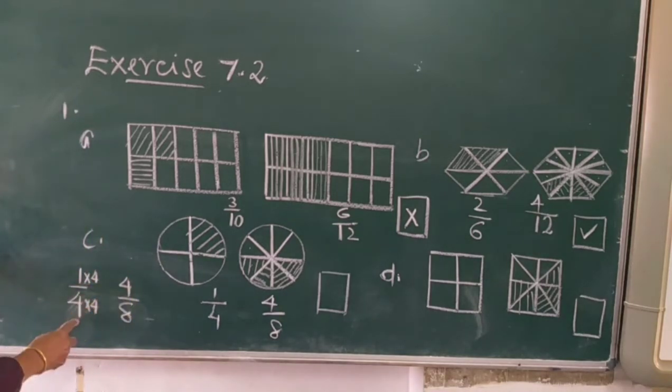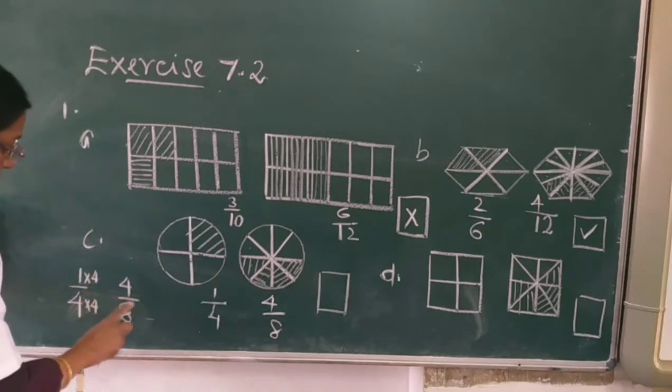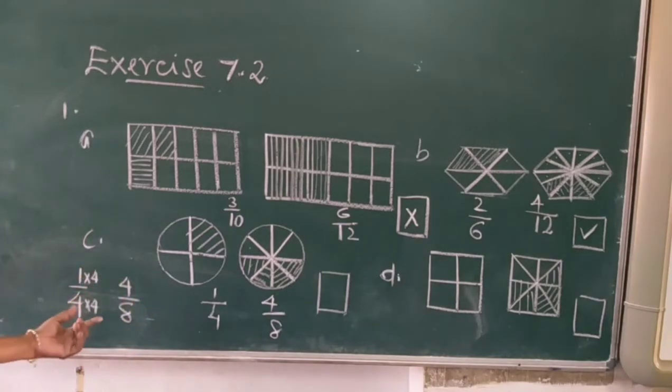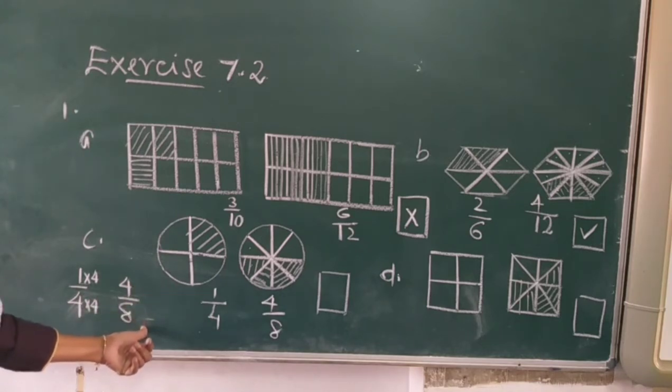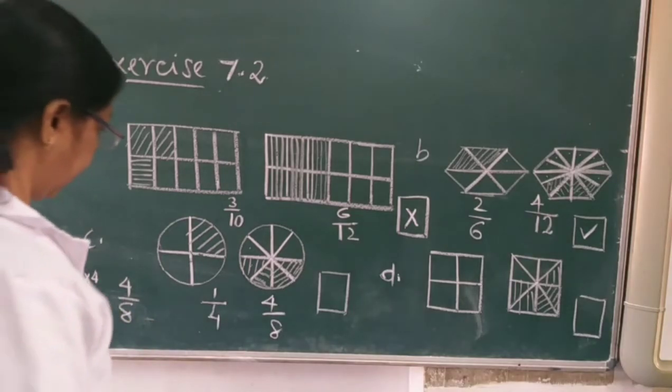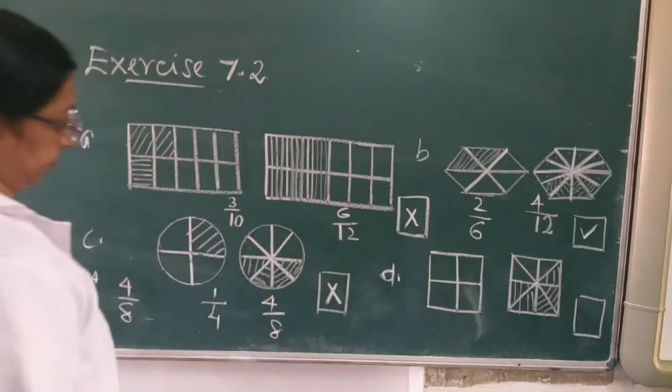Okay, it is correct. But 4 into 4? 4 into 4 is 16. It is not 8. 4 into 4 is 16. That means these two are not equivalent fractions. When we multiply 1 by 4 with the same number 4 on both numerator and denominator, we didn't get 4 by 8, and we got 4 by 16. That means these two are not equivalent fractions. So we can say no.